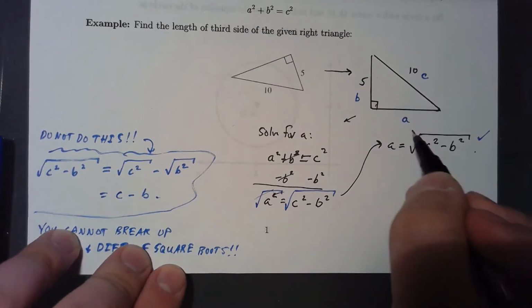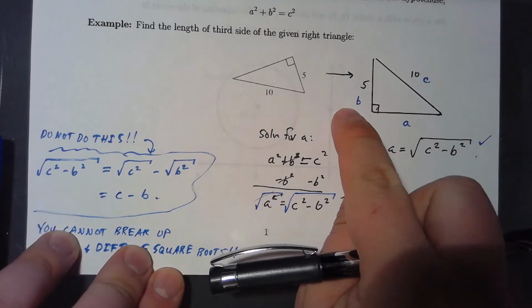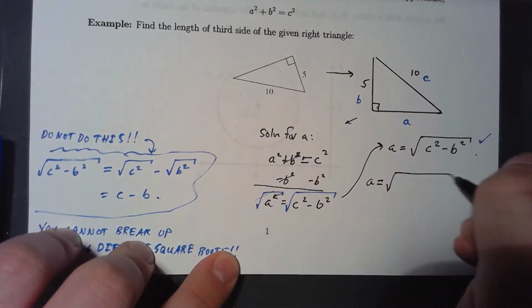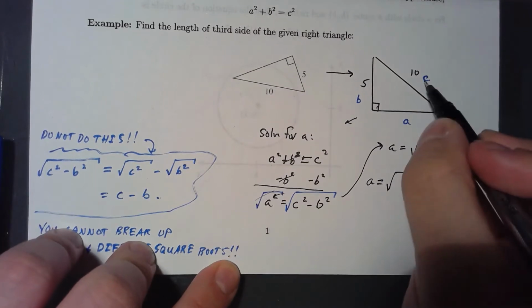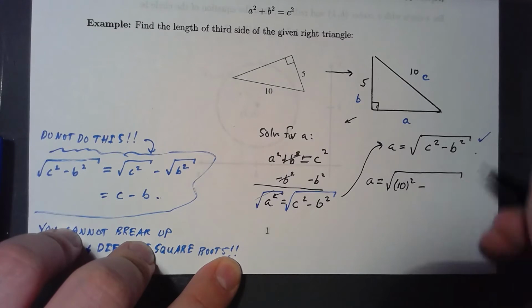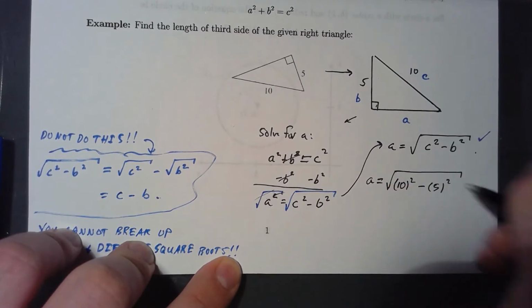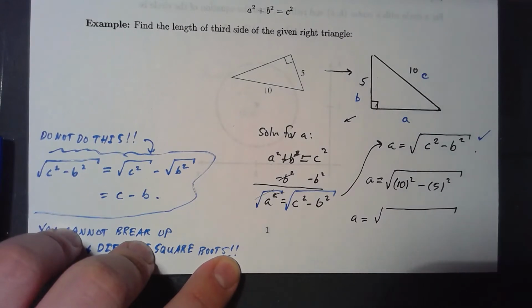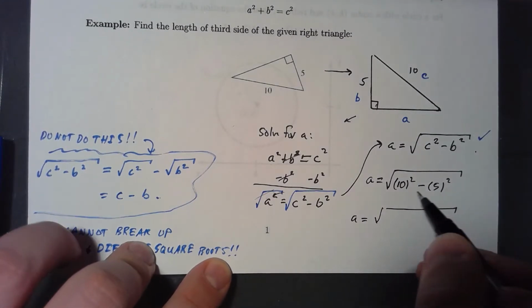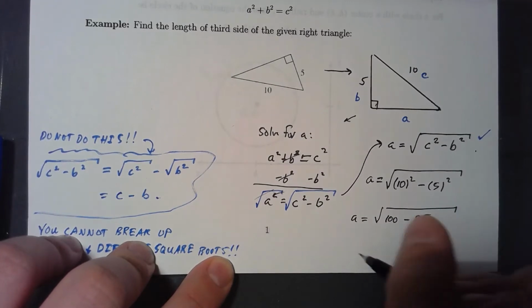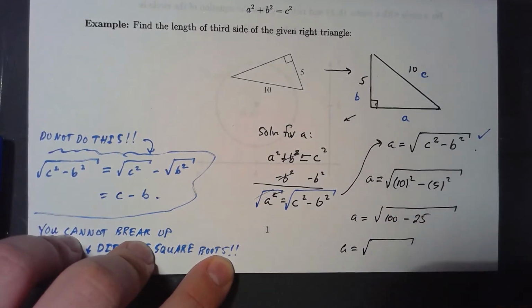Now I could just solve for a very easily by plugging in the values for b and c. So a equals the square root. What is c? It's 10. And that's going to be squared minus what is b? That's 5, and that's also squared. So now just start from the inside and work your way out. 10 squared is 100. Minus 5 squared is 25. What's 100 minus 25? That's 75.